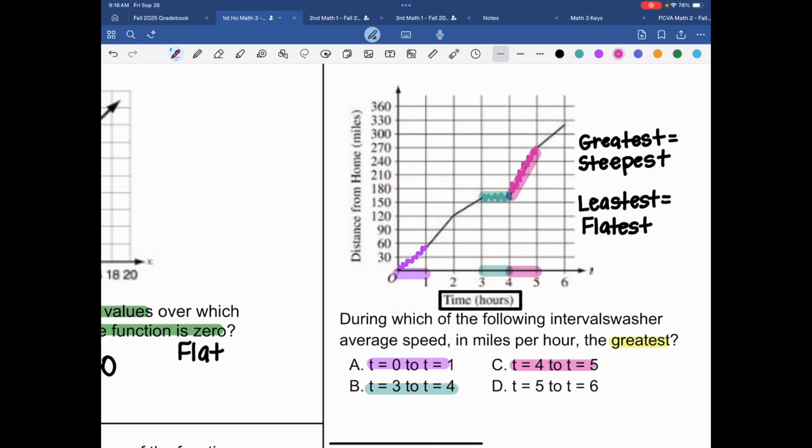And then finally, I have from 5 to 6. We're looking here. The one with the steepest change is going to be from 4 to 5. That one's got the more vertical section. If they'd asked which one had the least amount of change, visually it would be 3 to 4.